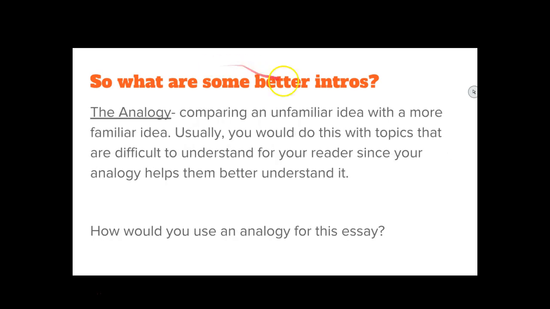So if you're making a comparison between two things, typically these things have to be unlike. So if you're dealing with a really difficult topic, you'd probably want to compare that to something less difficult to understand. So it's basically like you could compare your relationship to something else, right? Depending on the type of relationship.